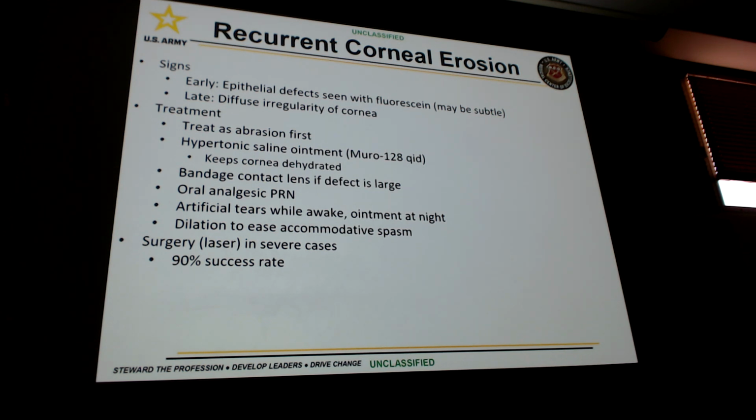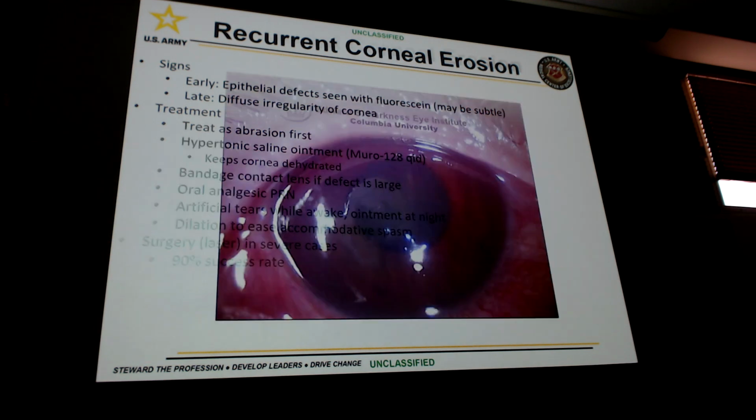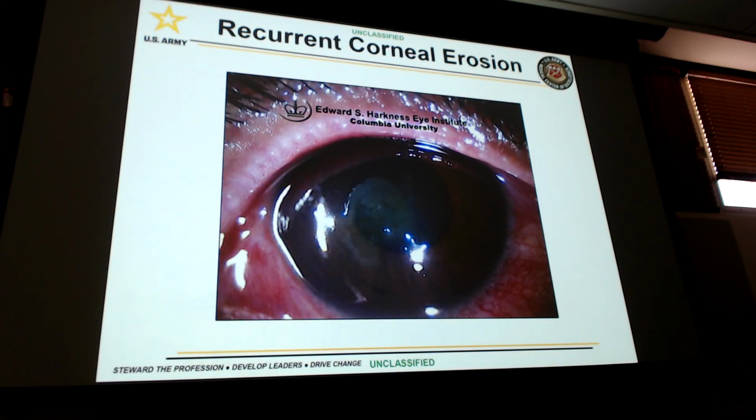I had PRK in 2008, and I still have great distance vision. So get it if you want it. Don't be afraid. It's worth it. Okay, this is a picture of a big recurrent corneal erosion. That's painful.